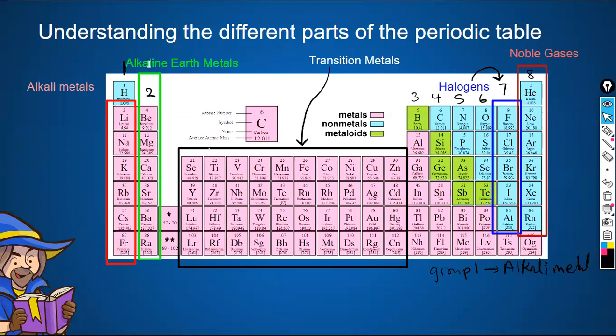Everyone okay with making that note? Group 1 is alkali metals. Group 2 is alkaline earth metals. 7, which is of very special interest in chemistry, is called your halogens. Your halogens are fluorine, chlorine, and those guys.